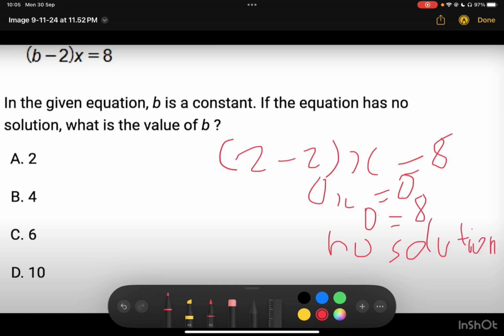And we will know that choices B, C, and D will have solutions because 4 minus 2 is 2, 2x equals 8, 8 divided by 2 is 4. 6 minus 2 equals 4, 4x equals 8, x equals 2. 10 minus 2 is 8, x equals 1. So the answer is A.